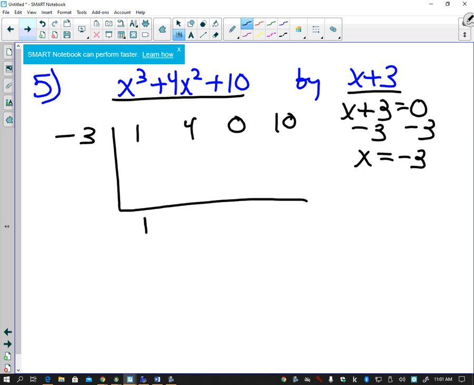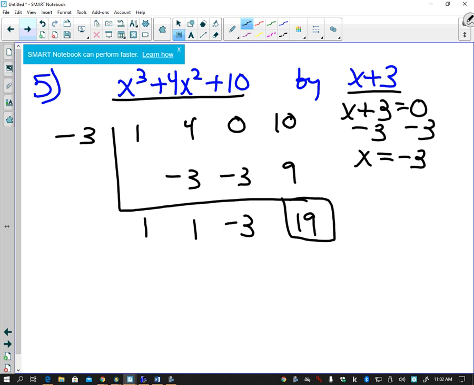And we bring our 1 down here. Remembering what to do at this point is the important part. I multiply: negative 3 times 1 is negative 3. I multiply on the outside, I add on the inside. So 4 plus negative 3 is 1. Then I multiply, so I get negative 3 again. Then I add 0 plus negative 3, negative 3. Negative 3 times negative 3 is 9. 10 plus 9 is 19. This is my remainder.